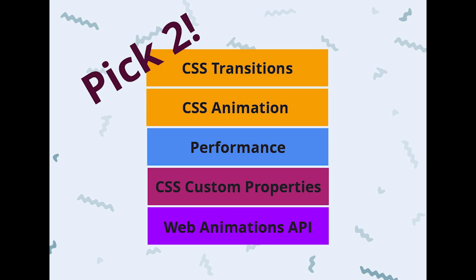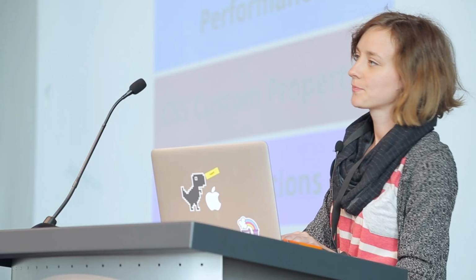This talk used to be a 3-hour workshop, so I cut it down to different topics. What we're going to do is make it a little bit interactive. I have 4 different topics: CSS transitions and CSS animation, performance, CSS custom properties, and the web animations API.